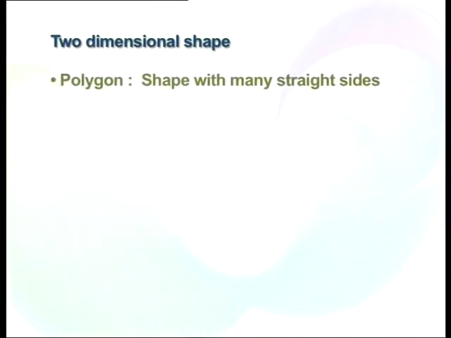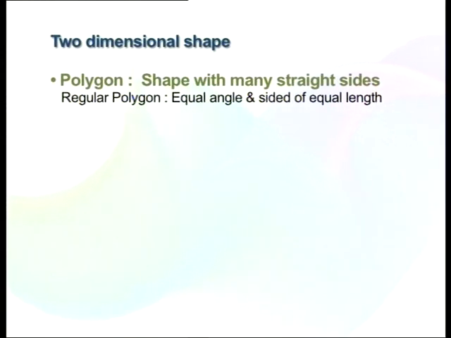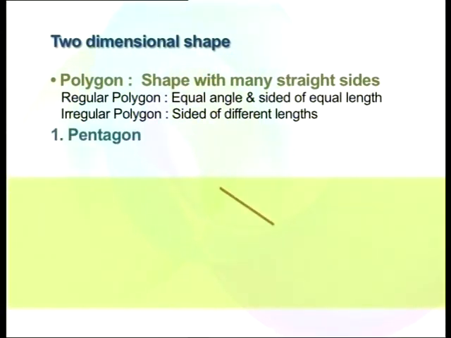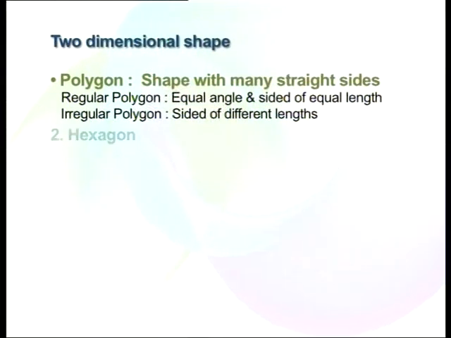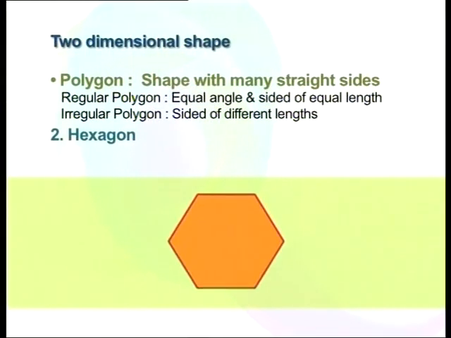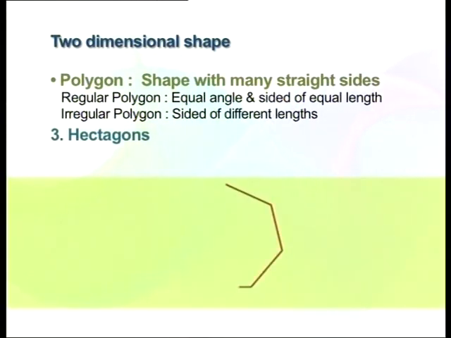Polygons are shapes with many straight sides. Regular polygons have equal angles and sides of equal length. Irregular polygons have sides of different length. Polygons are divided into 1. Pentagon, which has 5 sides. 2. Hexagon, which has 6 sides. 3. Heptagon, which has 7 sides.